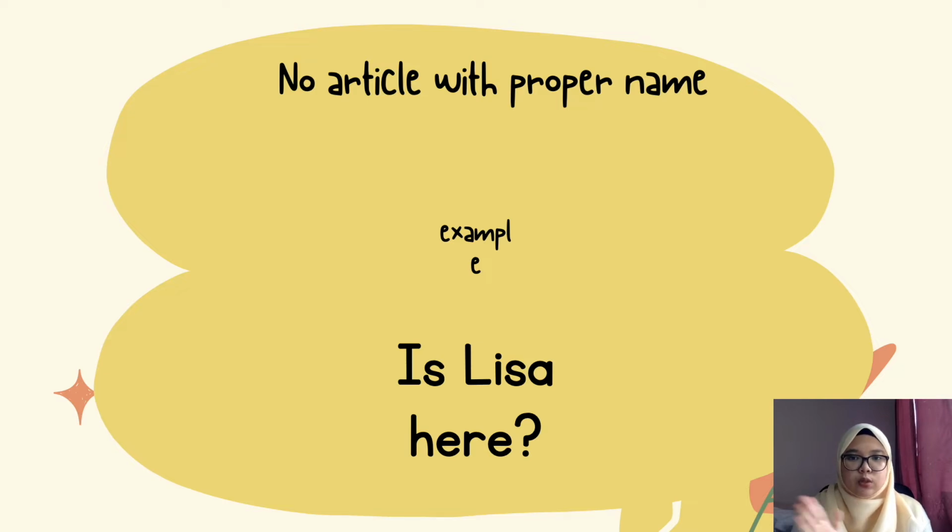So the examples here will be: Is Lisa here? Is George in the shop? Is George going to the mall? Okay, so that would be some explanation on a, an, and the.